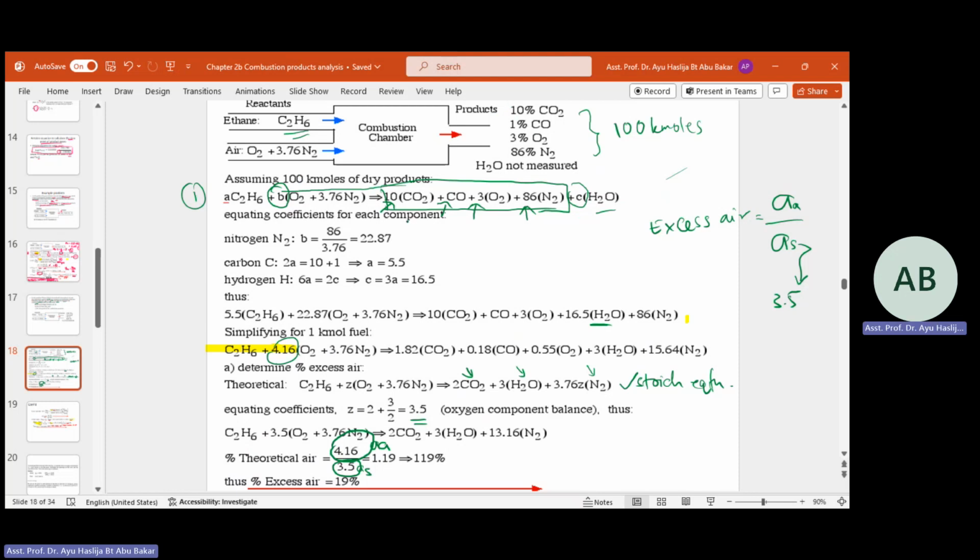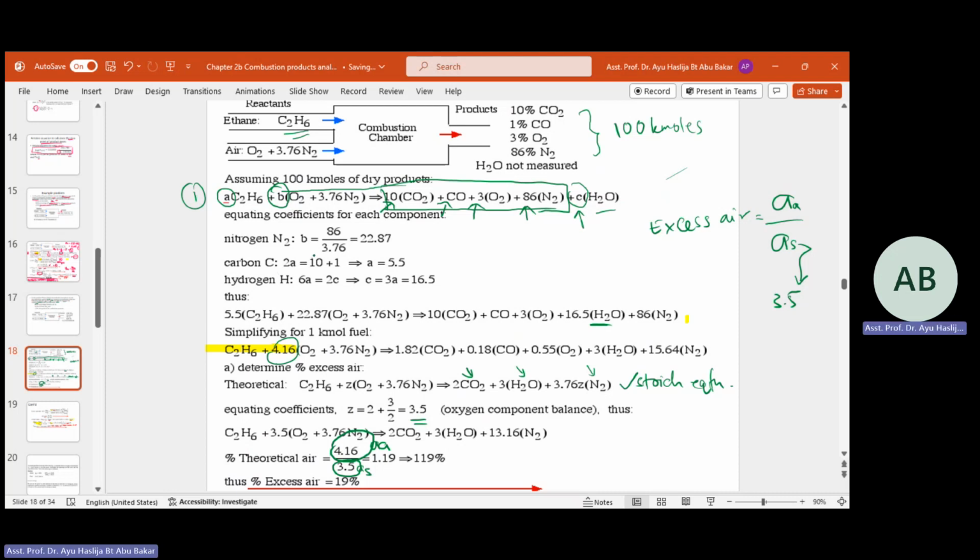Okay. Now, the unknowns over here: we do not know the amount of fuel. Okay, this is the unknown amount of fuel used in order to produce the 100 kmoles of dry product. Okay? Before this we assumed the fuel on a 100 gram basis, right? Here we assume the product because that is the given infos. Now we want to find the unknowns: the fuel, the moles of air, and also the moles of H2O.